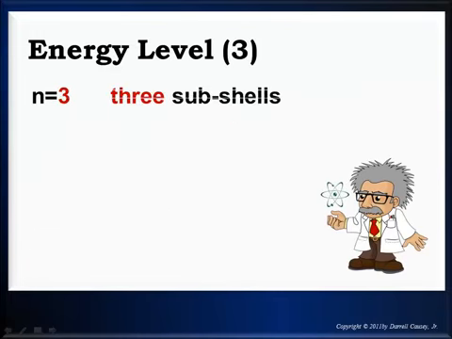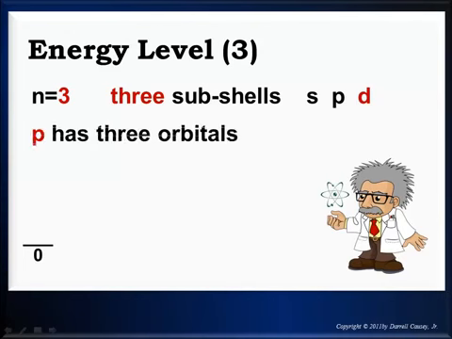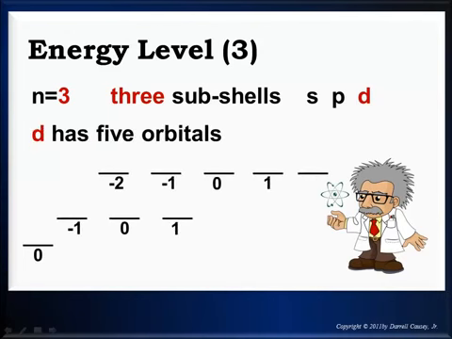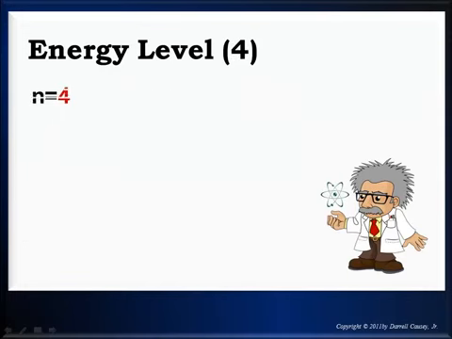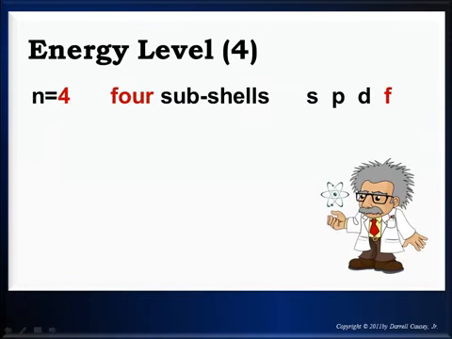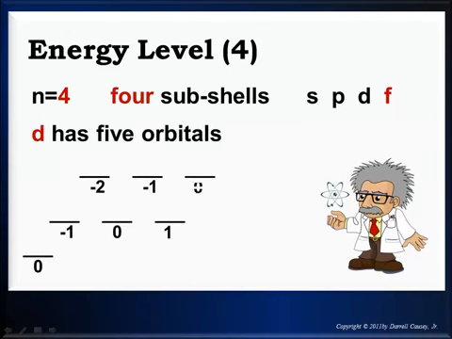Energy level number 3. I'll bet you know there are 3 sublevels. So that's S, P, and D. S has 1 orbital, P has 3 orbitals, and D has 5 orbitals. Fourth energy level. And I'll bet you probably already figured this one out. S, P, D, and F. Let's look at our F's. They have 7 orbitals.